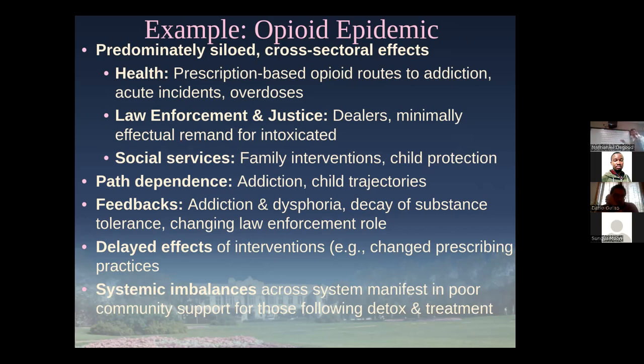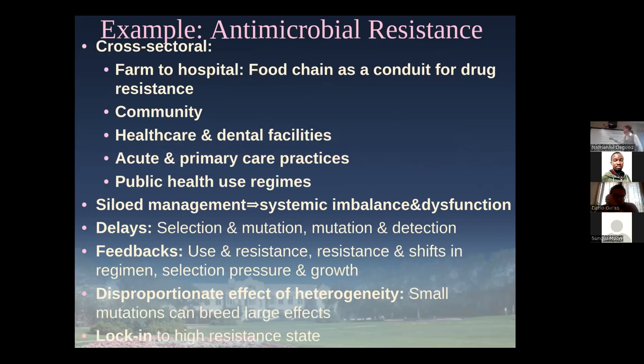So again, it has these features of a complex system: what goes on over here comes from many different places. It's pervasive, it's coupled. And it also has these other features of feedbacks and path dependence and lock-in and delayed effects of interventions and systemic imbalance. And we can put up antimicrobial resistance in the same way. The antimicrobial resistance we see in hospitals or in long-term care facilities is not foundationally just the problem there. It comes from other quarters, including farms, including issues that are occurring in animal husbandry and even in wild animal populations in some cases for certain diseases.